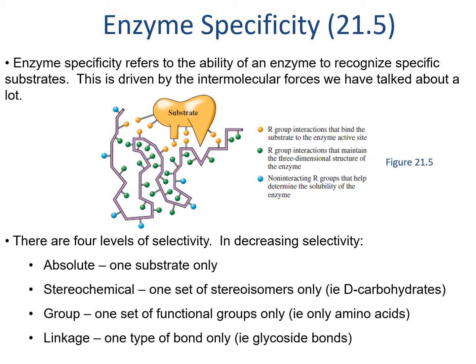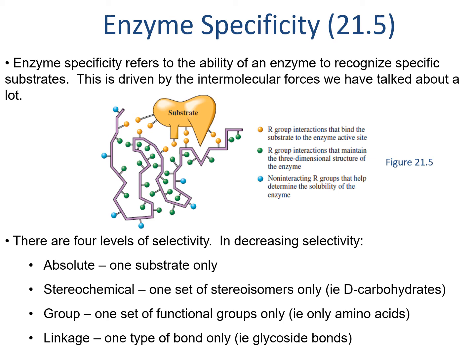carbohydrates. An example of this is alpha amylase, which is the enzyme in our spit and in our intestines that breaks down polysaccharides. It can react on any length of starch, but it will only react on the D carbohydrates, on D amylose.